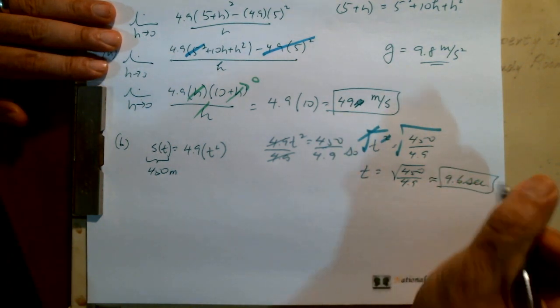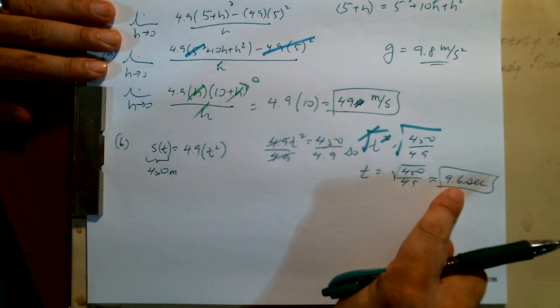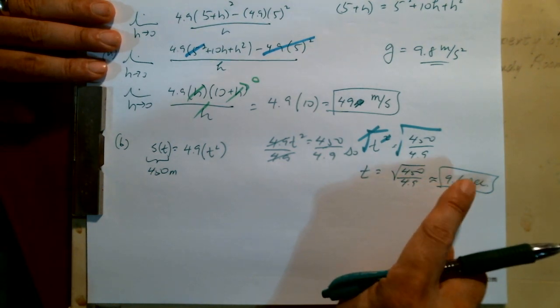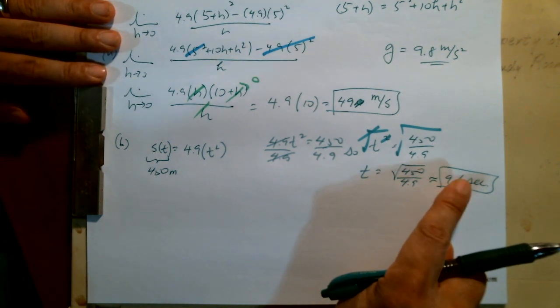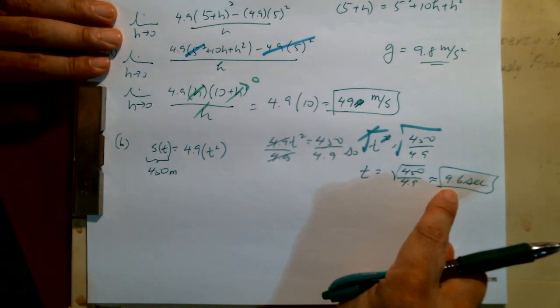That's how long it took to hit the ground, assuming there's no air resistance on this. So it's going to take approximately 9.6 seconds if there's no air resistance. Air resistance causes what's called terminal velocity. We're not going to be worried about terminal velocity for now.